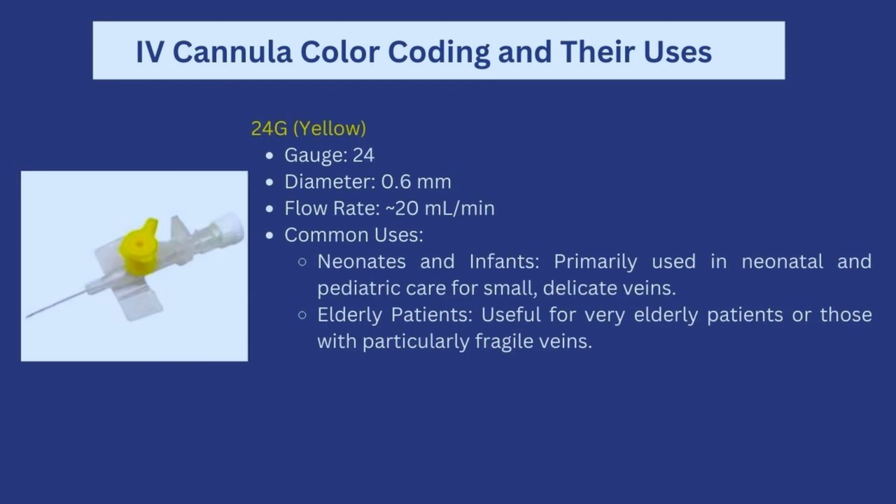Here we have the yellow cannula, which is gauge 24 with a diameter of 0.6 millimeters and a flow rate of approximately 20 ml per minute. It is commonly used in neonates and infants and also in elderly patients that have very fragile veins.